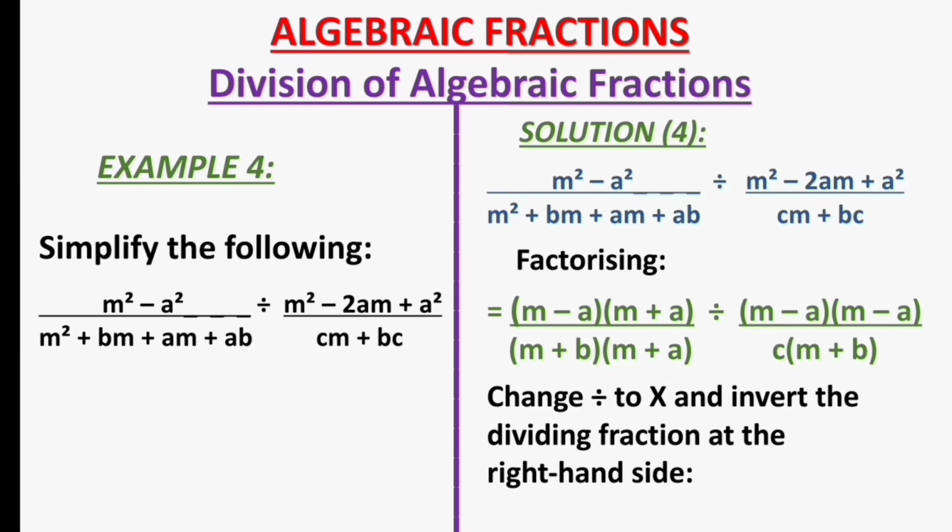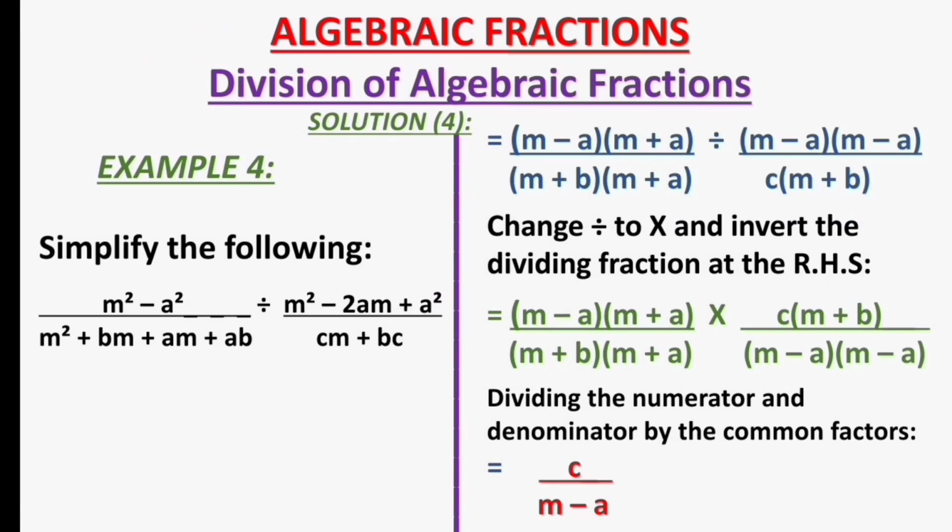Next, we are going to change the division sign to multiplication sign and invert the dividing fraction at the right hand side. When we do this, how will the algebraic fractions look? Let's see if you are right. Changing the division sign to multiplication sign and inverting the dividing fraction, we are going to have (m − a)(m + a) divided by (m + b)(m + a) times c(m + b) divided by (m − a)(m − a). I hope you got that right.